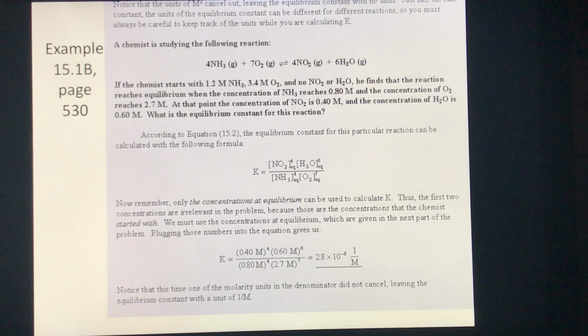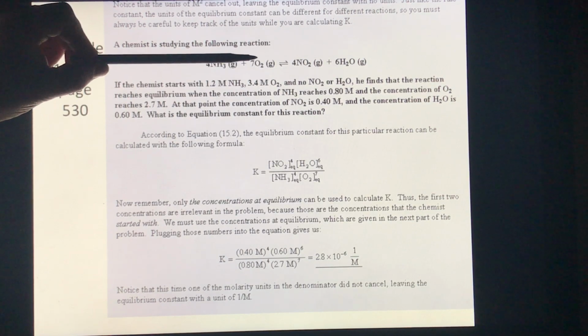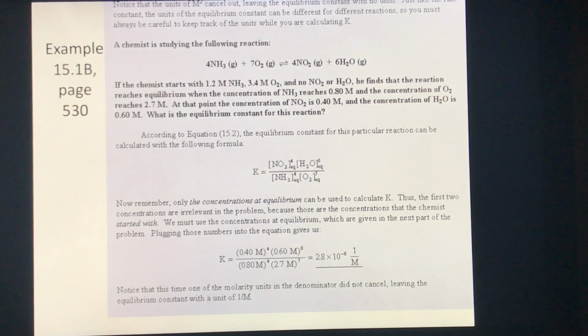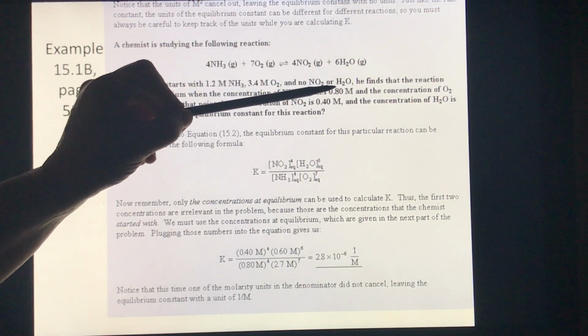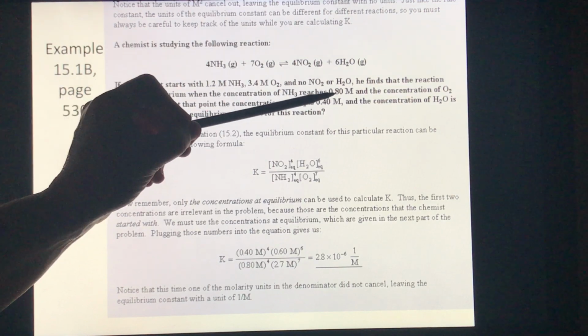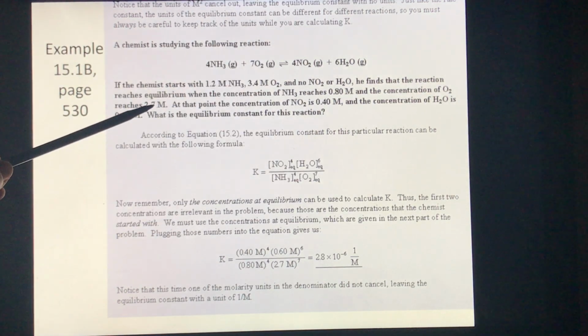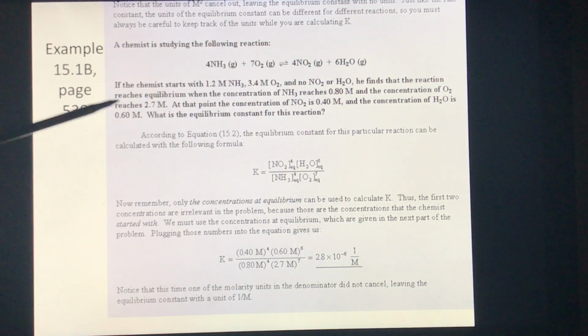Okay, so this is the second part of this example, 15.1b. And here it says a chemist is studying this reaction, NH3 plus O2 yields NO2 plus H2O. So it's first providing the concentrations that it starts with. It says if the chemist starts with 1.2 molar NH3, 3.4 molar O2, and no NO2 or H2O, he finds the reaction reaches equilibrium when the concentration of NH3 reaches 0.8 molar, of O2 reaches 2.7 molar. At that point, the concentration of NO2 is 0.4 and H2O is 0.6. What's the equilibrium constant for this reaction?